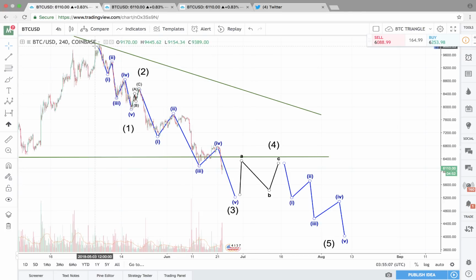So in this case, we have our 1, 2, 3, 4, 5 as our first wave. They have the second wave as an ABC structure right here, and then we have the third wave as a giant 1, 2, 3, 4, 5, which hasn't yet ended.